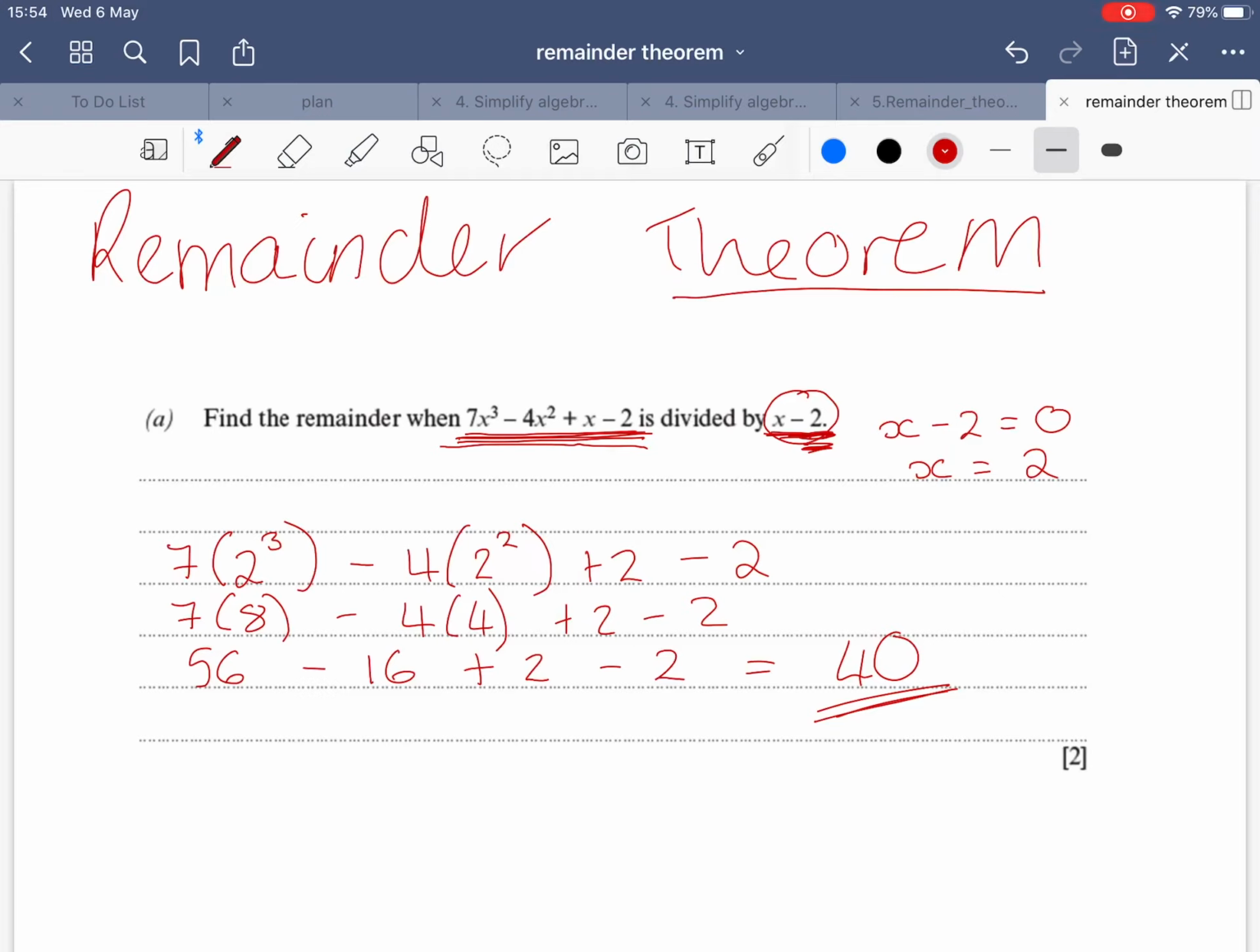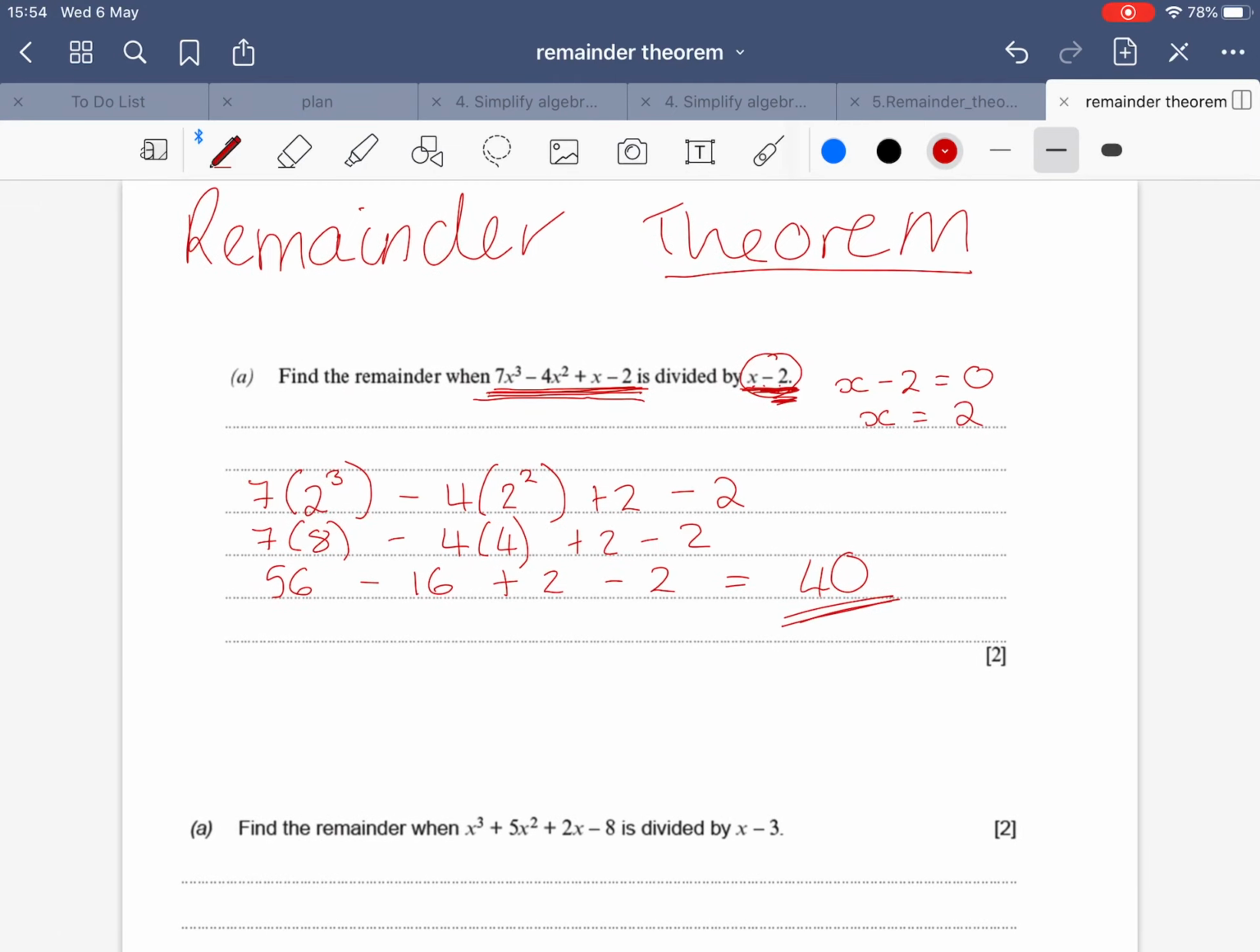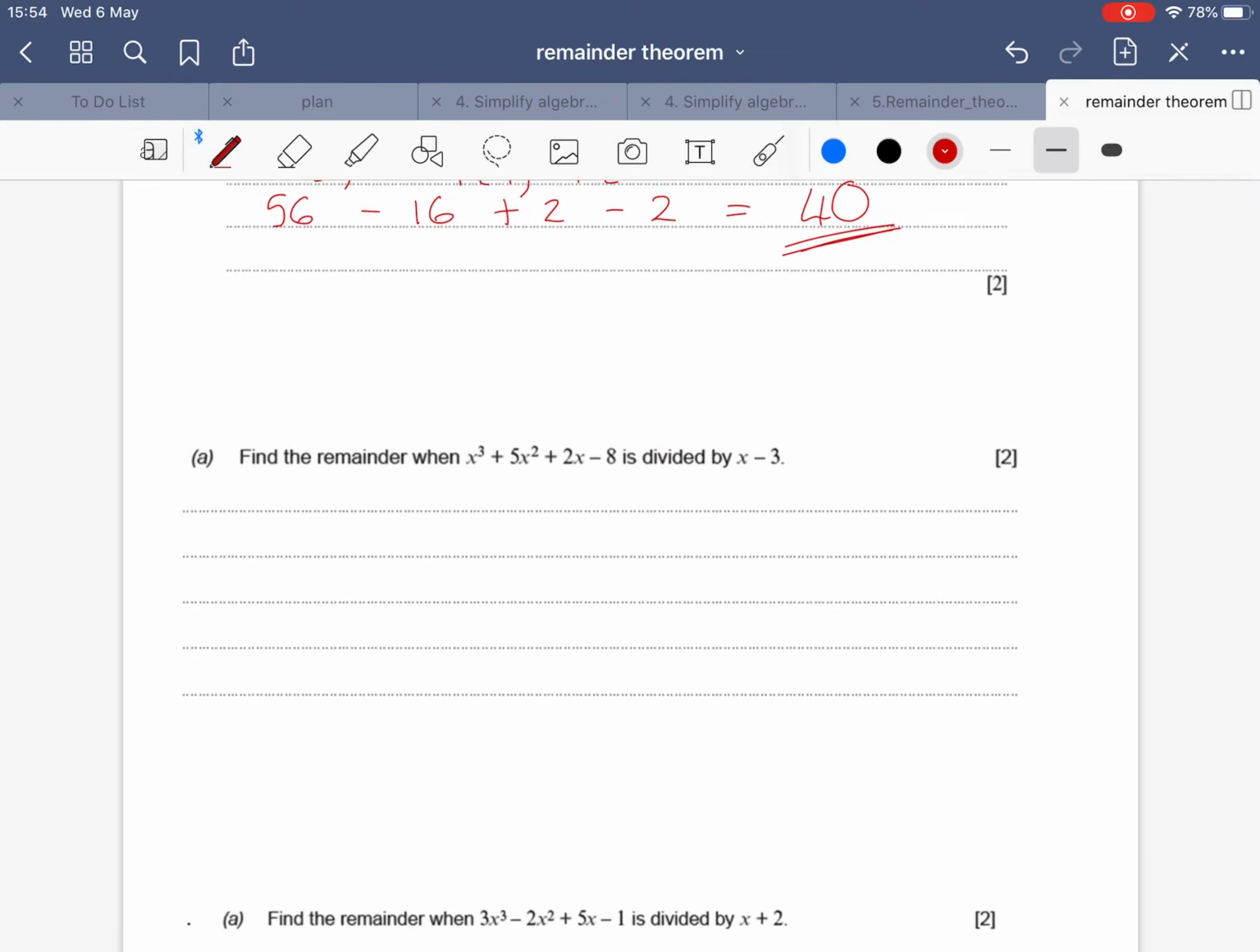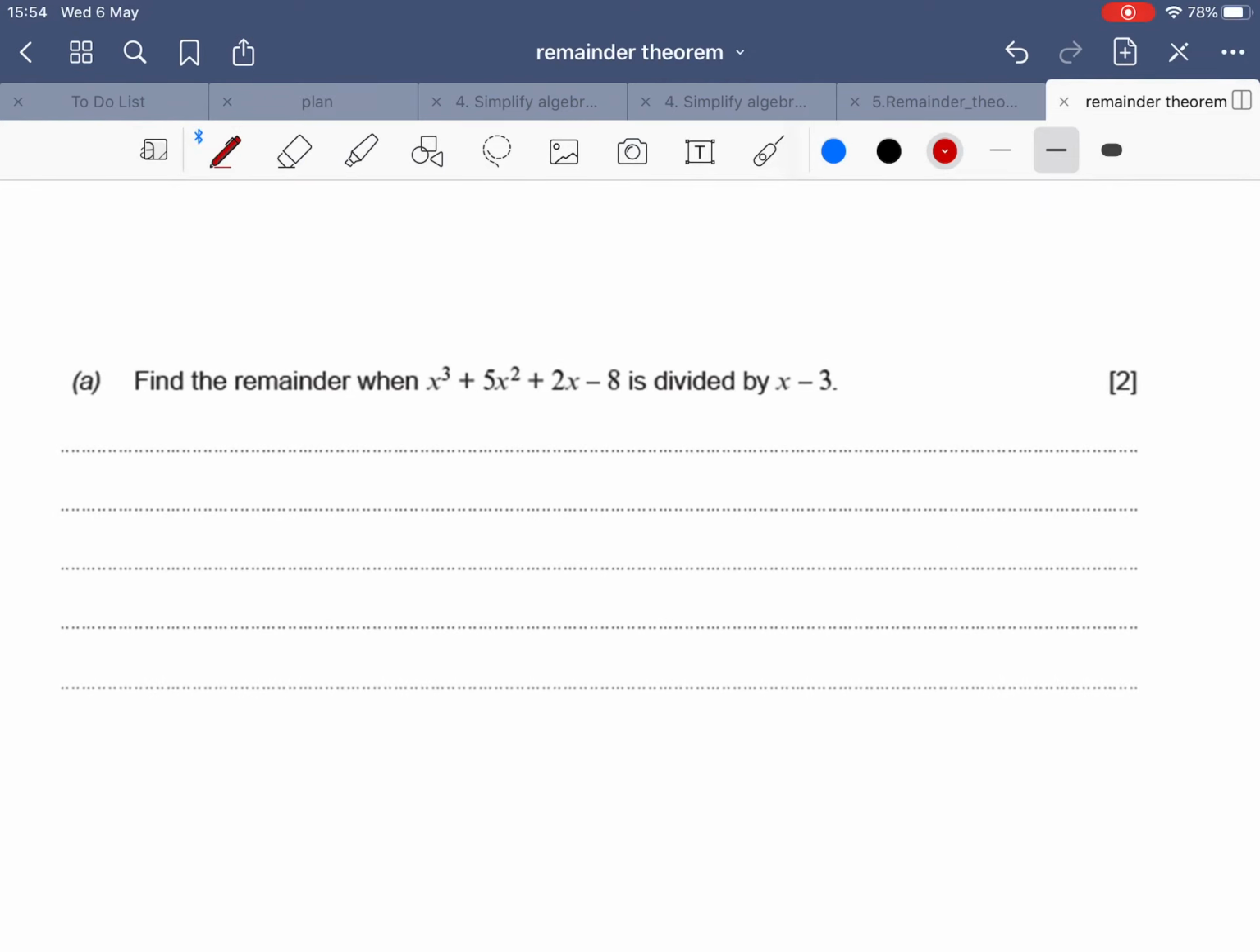So it is pretty straightforward. All you've got to make sure you're doing first is putting in the correct substitution. So for this one, because it goes x minus 2, I'm substituting in x equals 2. So I'm going to do another one that looks almost identical. For this next one, find the remainder when x cubed plus 5x squared plus 2x minus 8 is divided by x minus 3. Again, we're not doing any dividing. I need to substitute in.